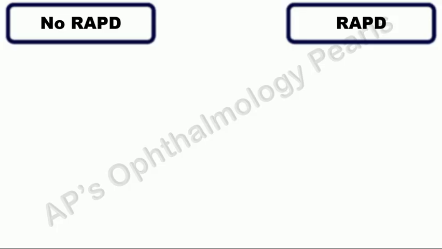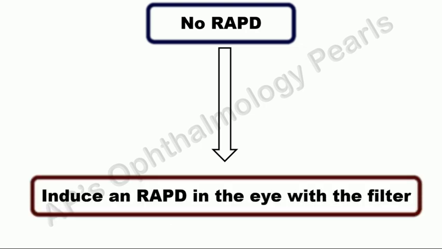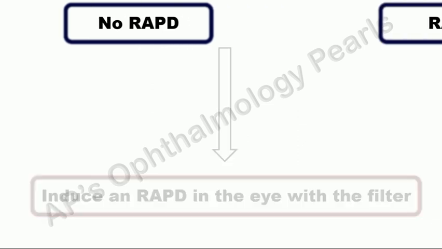Observe what happens. Now, one of two scenarios is present. Either the patient doesn't have an RAPD or has one. If there is no RAPD, then performing the swinging flashlight test will induce a slight RAPD in the eye behind the filter due to reduction of the quantity of light entering the eye.